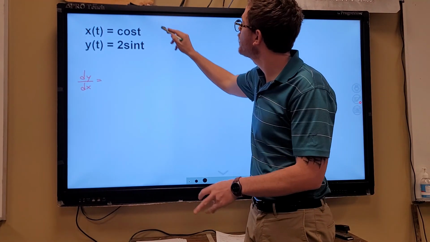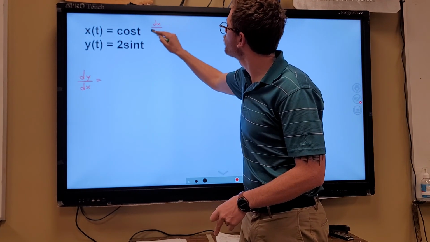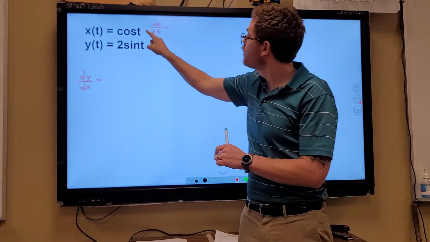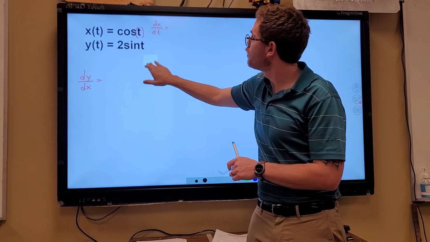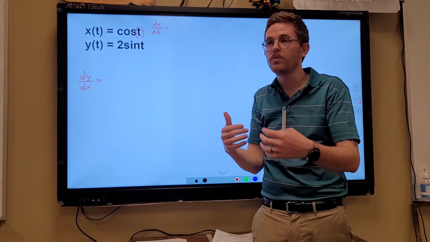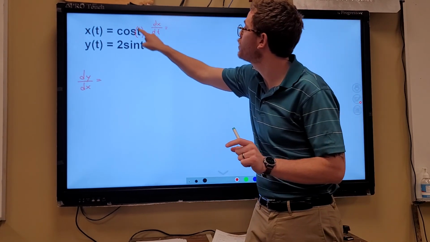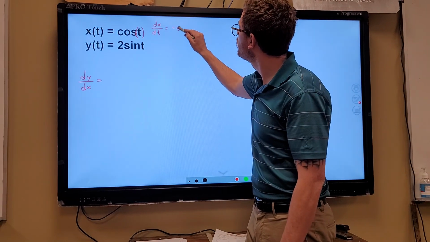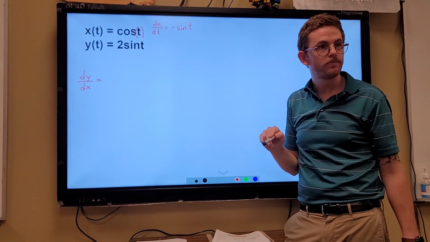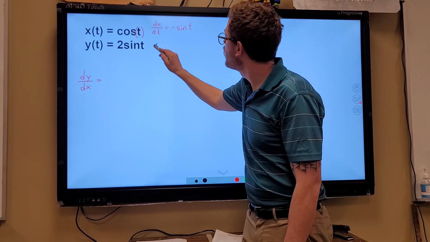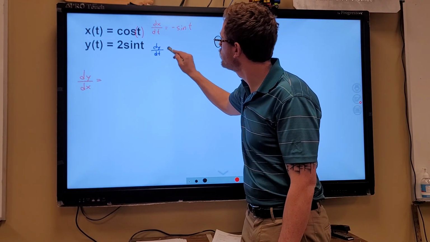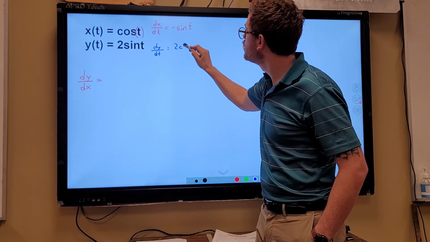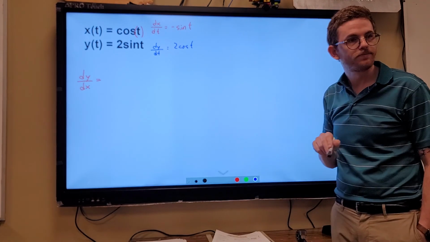well, I could take the derivative of x with respect to t pretty easily, because that's the variable that I have right here in this equation. So that would just be normal. It wouldn't be implicit differentiation, because I'm taking the derivative with respect to the variable that this is defined by. So dx over dt would be a negative sine of t. I could also find dy over dt. Same idea down here. The derivative of 2 sine of t would be 2 cosine of t.